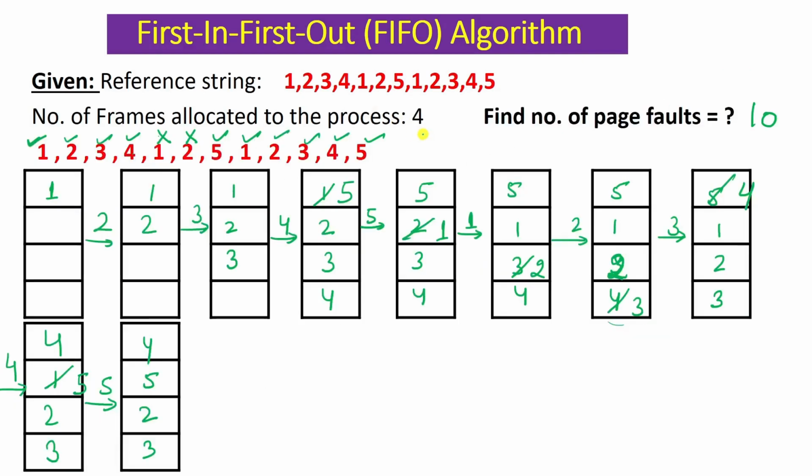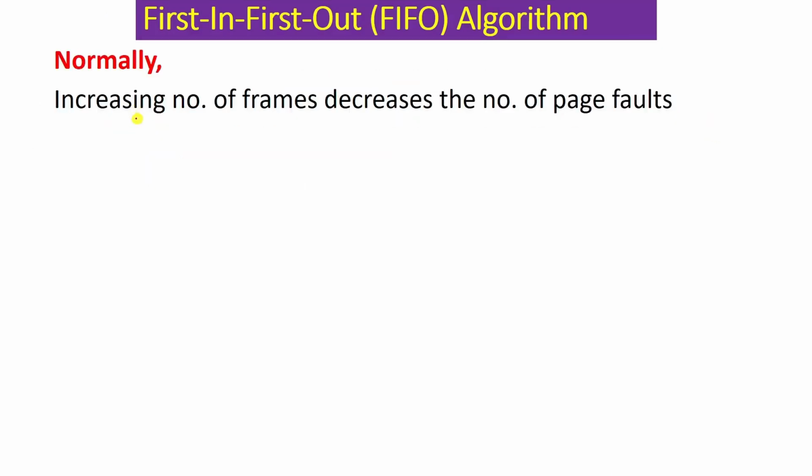And here, when we increase the number of frames from 3 to 4 for this same given string, the number of page faults increased to 10 from 9. So this is actually an unusual behavior. Why? Because normally with an increase in the number of frames, the number of page faults should be reduced.